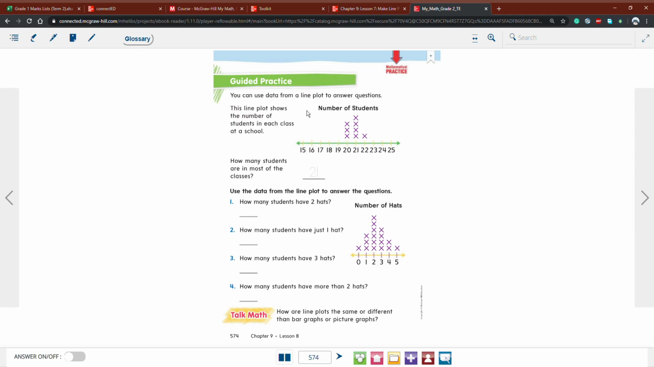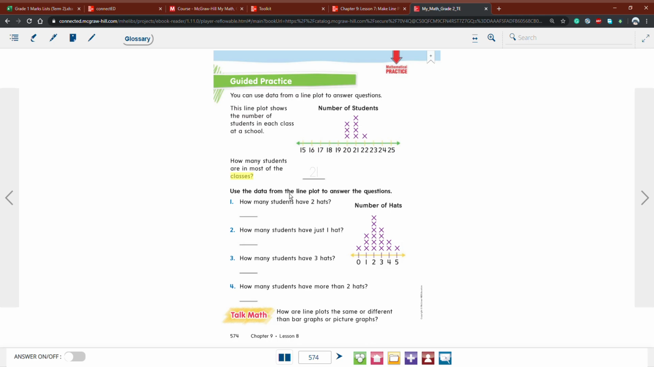Now I think all of you understand what this line plot is talking about. Now, how many students are in most of the classes? Sorry, I will read the question again. How many students are in most of the classes? So let's take a look. You will find the more x's you have, the more classes there are, as you can see here. Let me highlight it because highlighting is very good sometimes. Here we have 3 x's, 4 x's, and 1. So 21, because we have 4 x's. It's the most. So as you can see, the answer is 21.